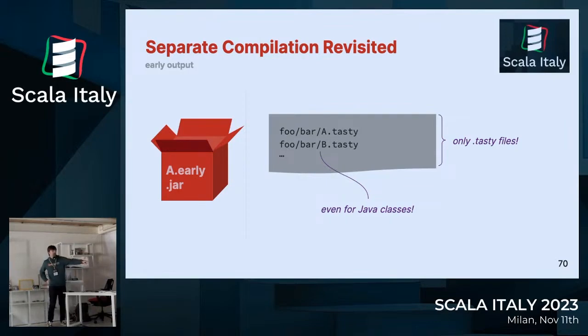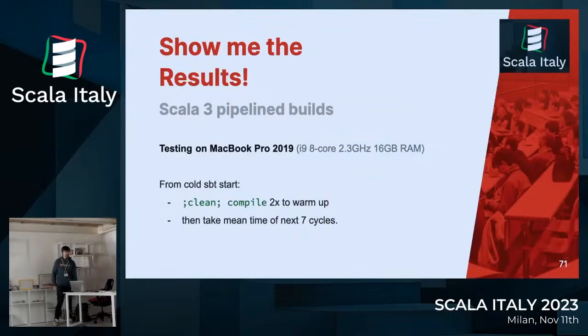Oh, yeah, so this is basically when we output the tasty, and it goes into this jar file that's internal to sbt. No one really needs to know about this. It only contains tasty files. It doesn't have class files. So basically, the point is we don't need to wait for class files. We can just use tasty to start the downstream compilation.